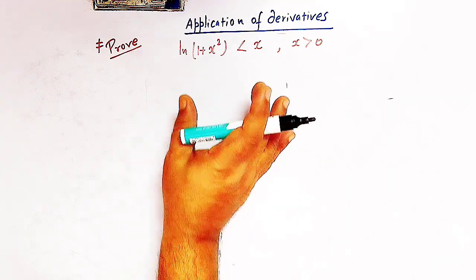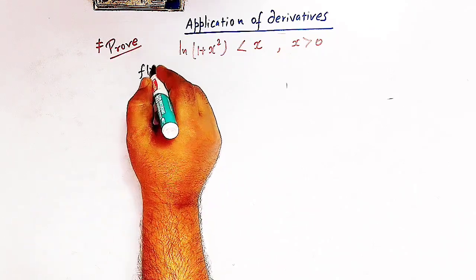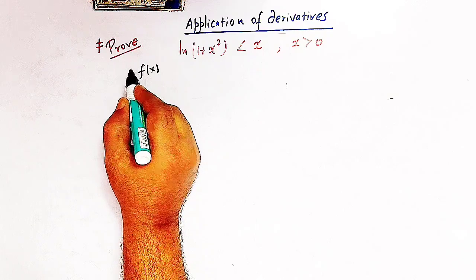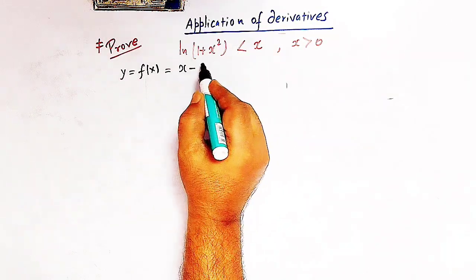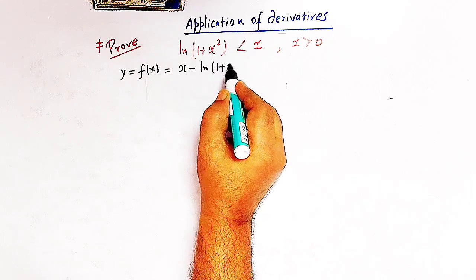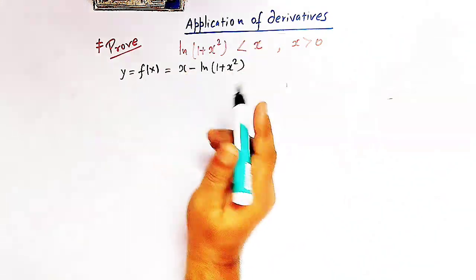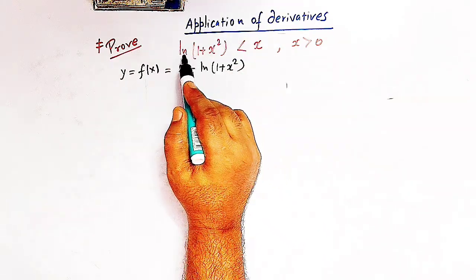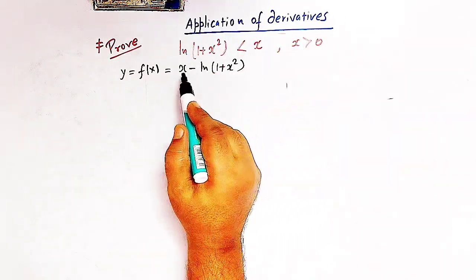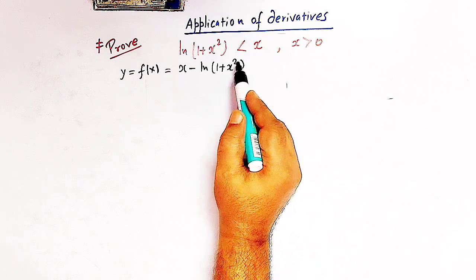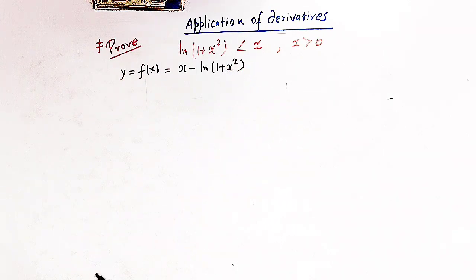So the first step is to construct a suitable function. So here we can take the function y is equal to f of x, and we can form the function as x minus natural log of 1 plus x square. So here we can take help of the inequality itself. If we take this natural log of 1 plus x square to the right hand side, we have x minus natural log of 1 plus x square. So we can take this function as f of x.